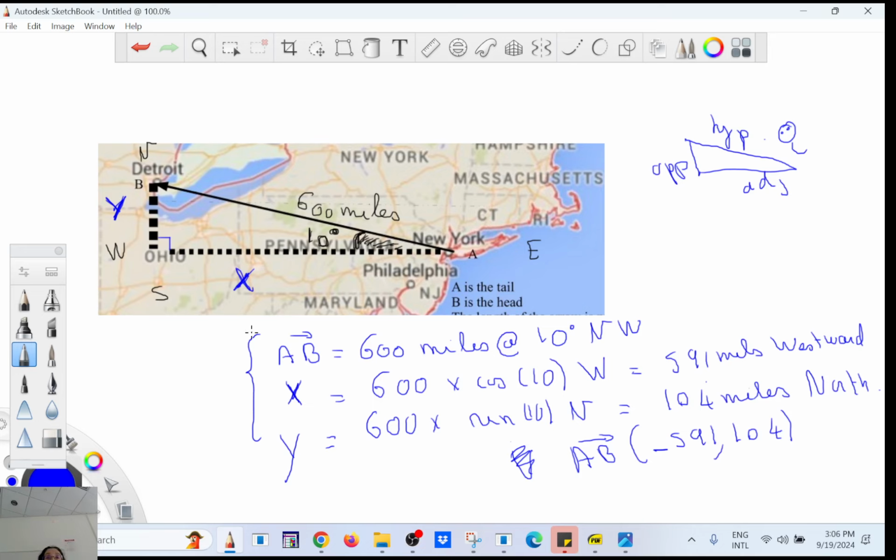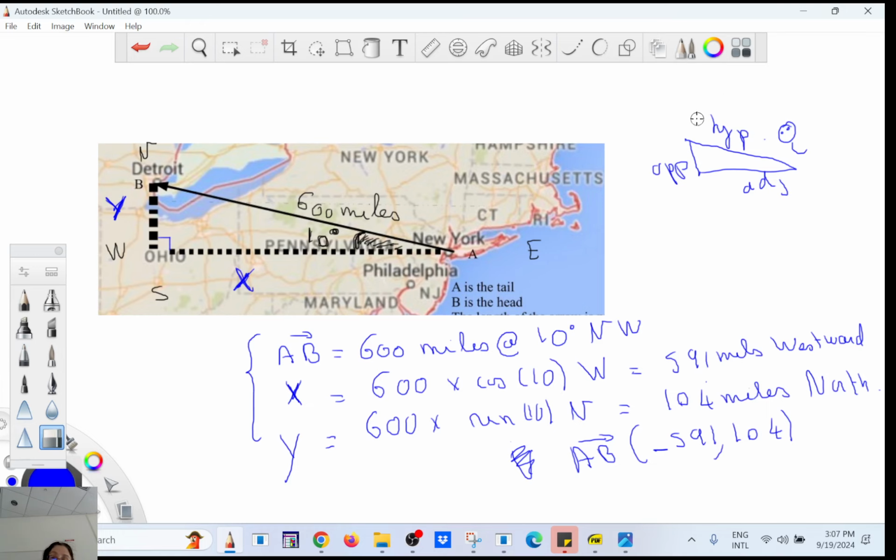So you have two ways to describe your trip. You can say, I went 600 miles, 10 degrees north of west. That will be fine. Or you can say, I went from New York, I went 591 west, and then I went 104 north. In both cases, you're going to end up in Detroit. Agree? So this notation is using what we call the Cartesian system with the x and the y, and this notation is using what we call the polar graph.